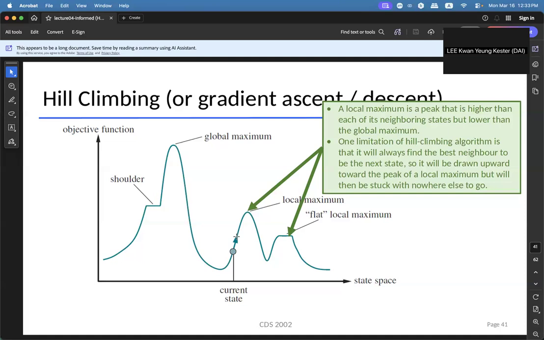We are trying to find a configuration of X that can maximize the objective value. So moving to the right can actually give us a better objective value. So we'll move to the right.